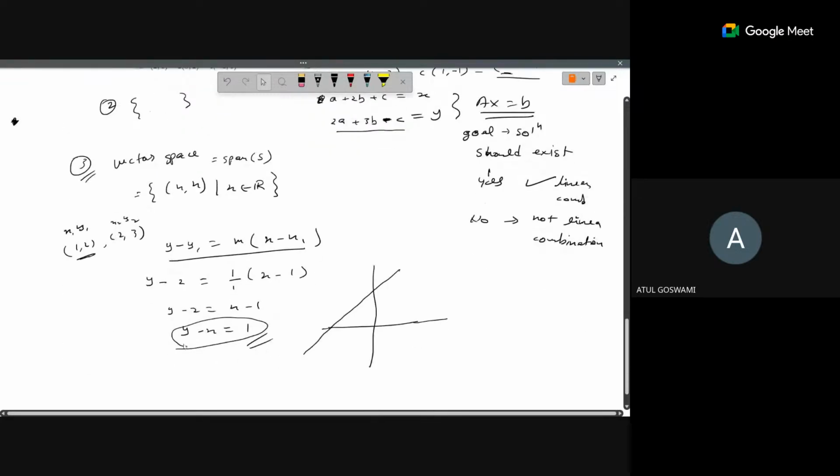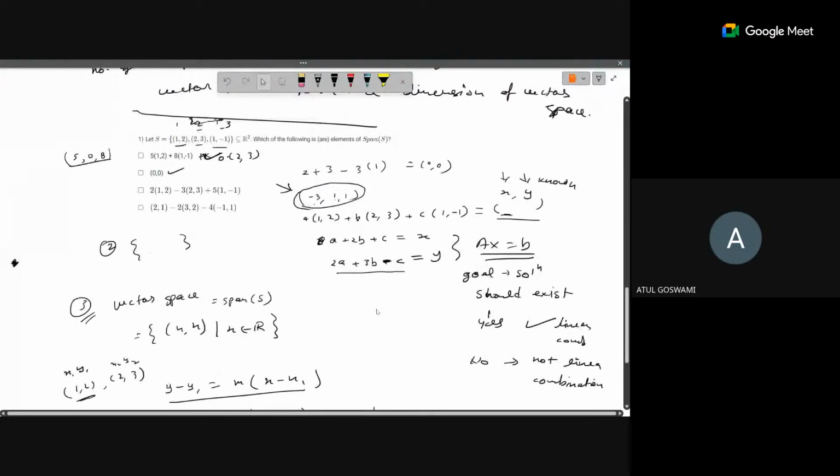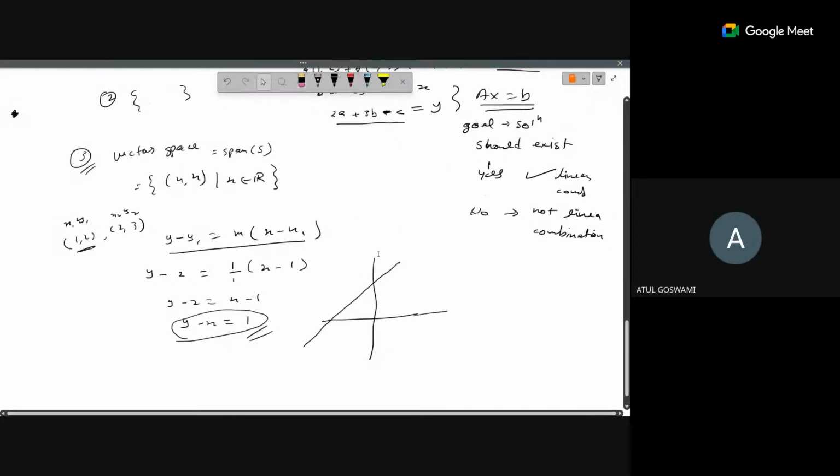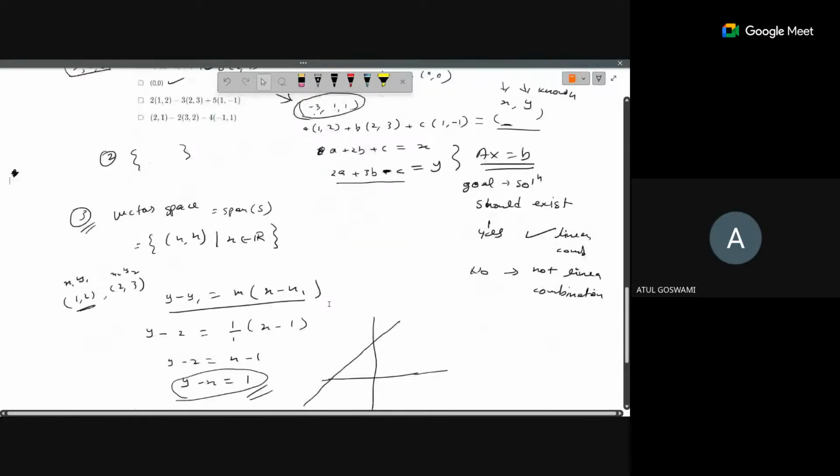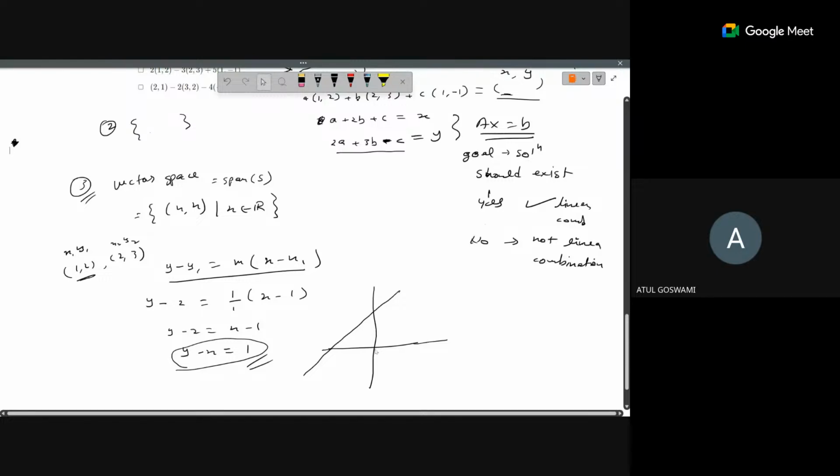Okay, so here we find this equation of the line, and then all the points on this line are in the spanning space. This is not a vector space. Clearly, you can see it is not passing through the origin.